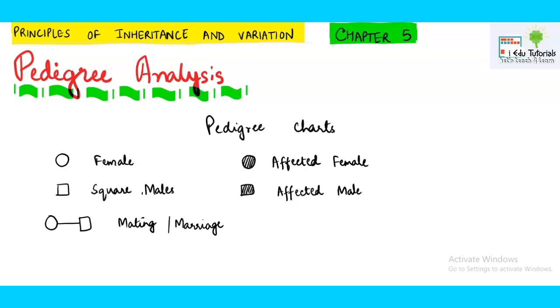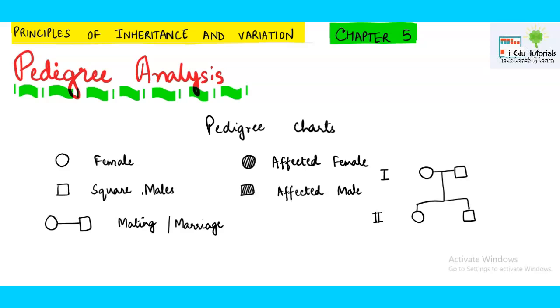Now suppose we want to show the generation. We will first make a circle and then a square, and we will join them with a horizontal line. This will mark our generation number 1. If they have married each other and they had 2 children, the first one was a girl and the second one was a boy, then this depicts their second generation.